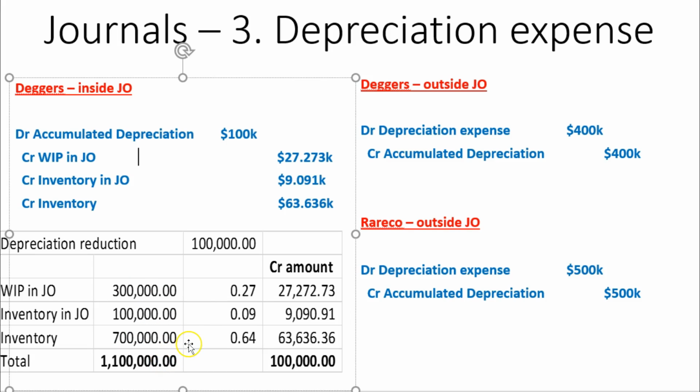So we've just gone, okay, we're entitled to $300,000 WIP in the joint operation. Of that total 1.1 million is 27%. Okay, and so that means 27% of that 100,000 has been put into the WIP account. So we need to reduce it by that $27,000. So that's how we're getting those entries there. Okay, so hopefully that was okay.